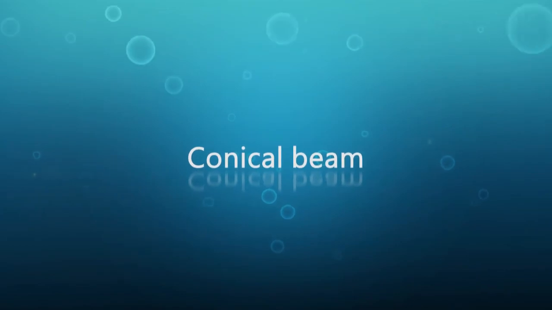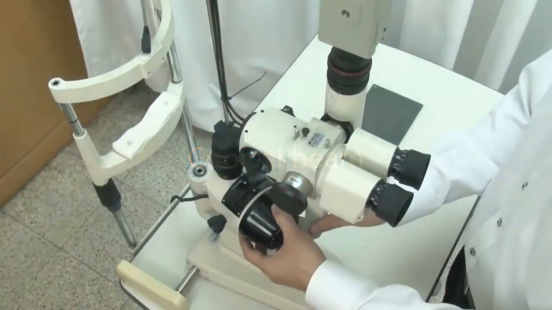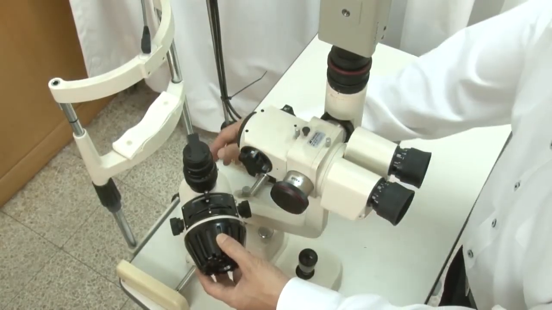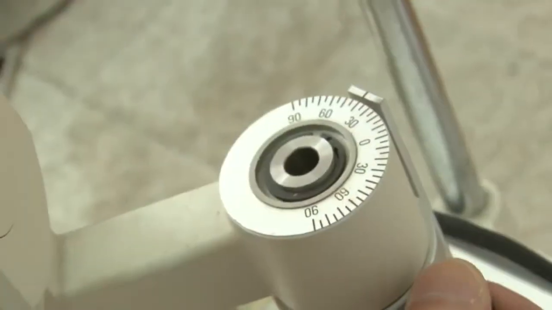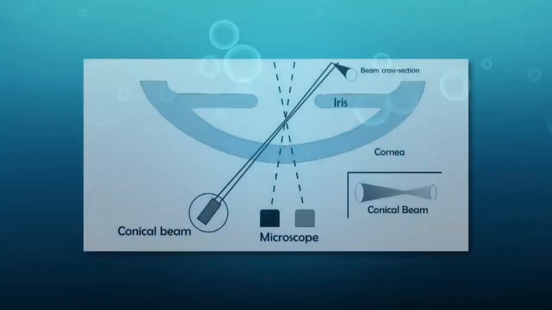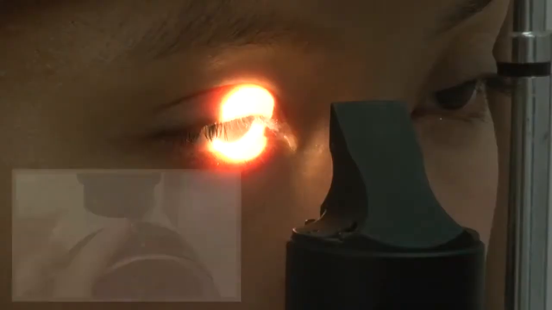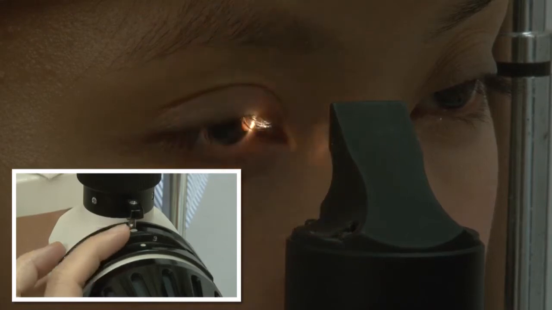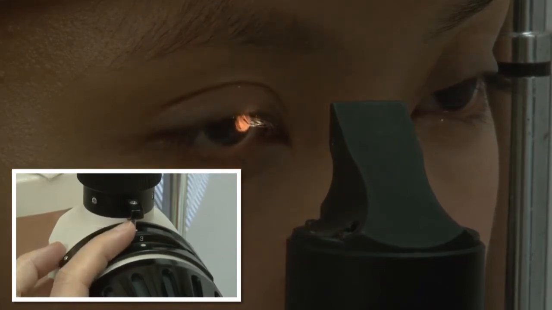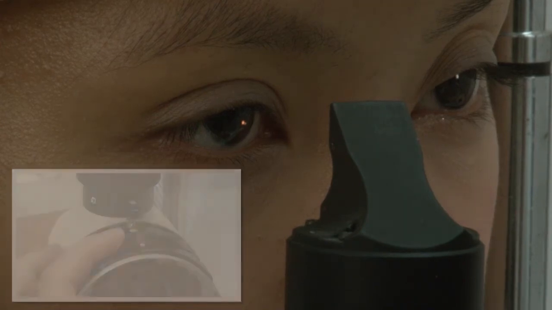Conical beam. First, set the angle between the light source and the observation system at about 45 degrees. The light source intensity is set on high. Dim the room light, magnification set to high. Adjust the light source aperture size to the smallest one, or reduce the height of a parallel epiped until it becomes a small spot.